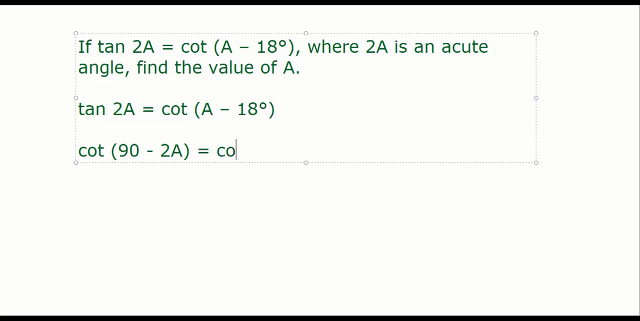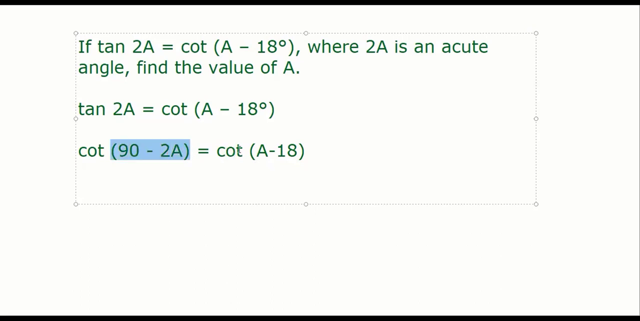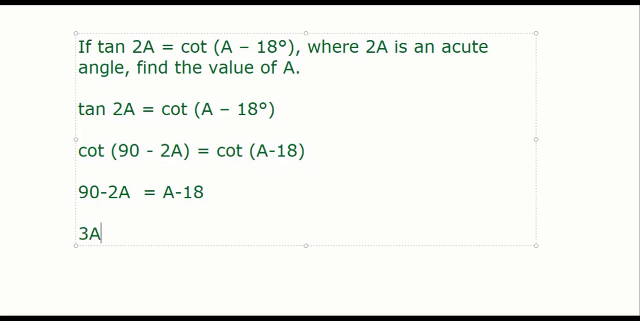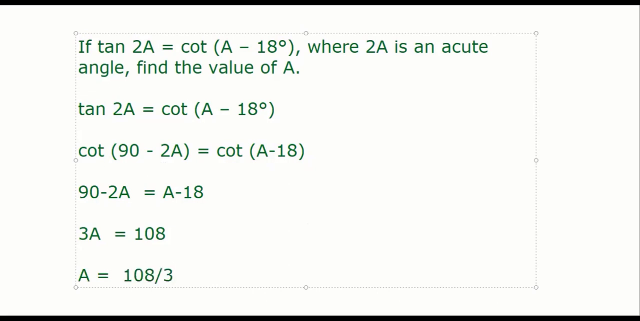Right hand side as it is. So since both are cot, they can be equal only when their parenthesis values are also equal. I am not saying we are cutting it. I am saying 90 minus 2a must be equal to a minus 18. Solve: 2a and 3a. 3a equal to 90 plus 18, 108. So a is equal to 108 by 3. How much? So a is 36. Very easy.